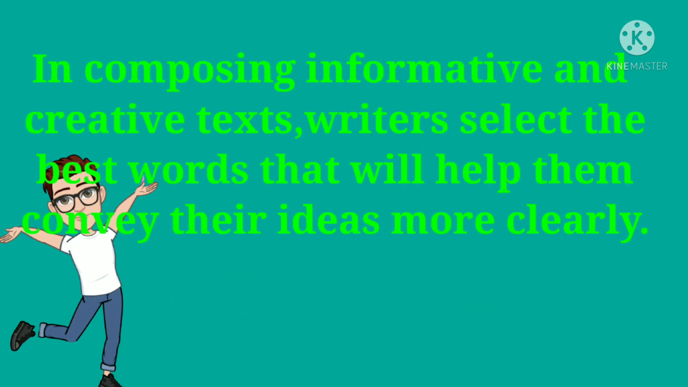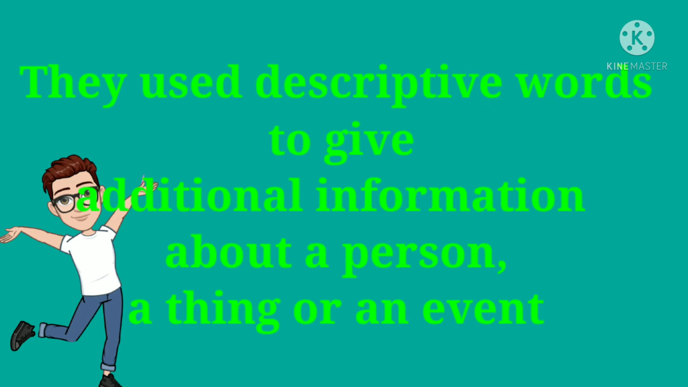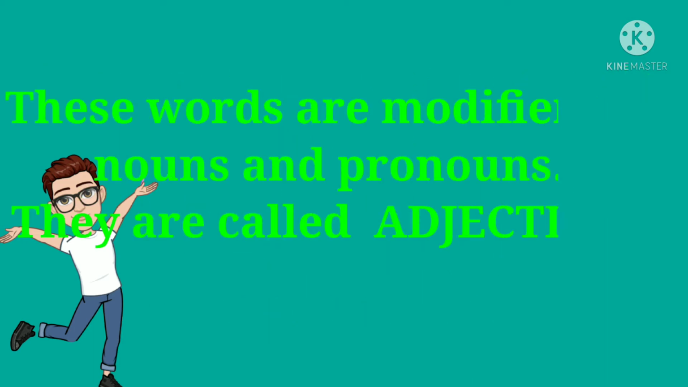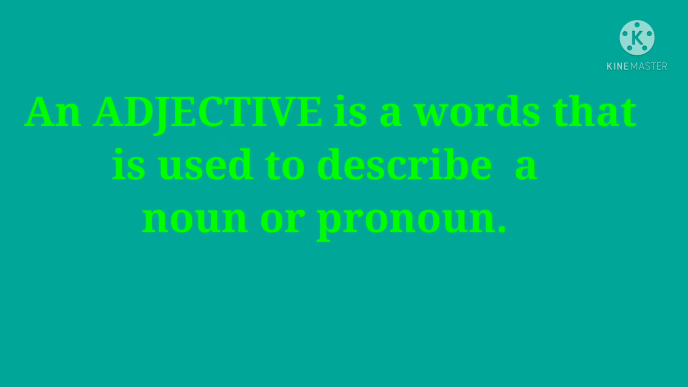In composing informative and creative text, writers select the best words that will help them convey their ideas more clearly. They use descriptive words to give additional information about a person, a thing, or an event. These words are modifiers of noun and pronoun, and they are called adjectives. In other words, an adjective is a word that is used to describe a noun or a pronoun.